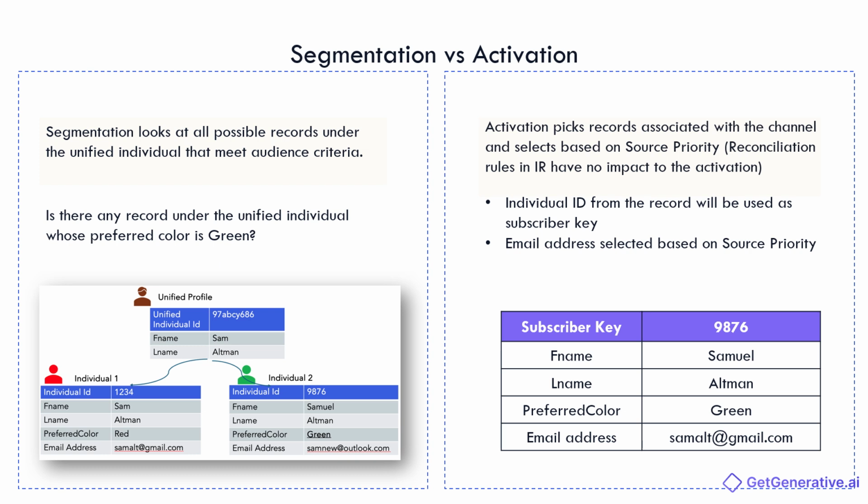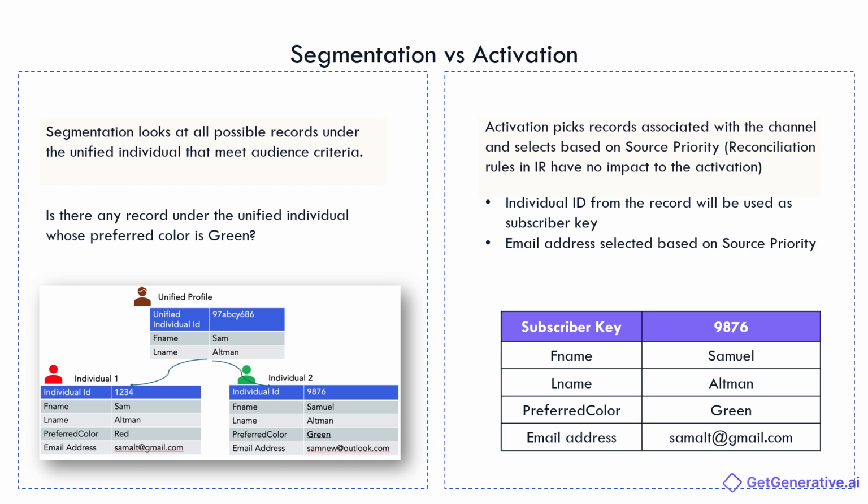Segmentation versus activation, what's really the difference? Segmentation looks at all the possible records under the unified individual that meets the audience criteria. For example, we had a look last time at what is the right unified individual for a preferred color green. In that case, the segmentation looks at both the individuals, individual one and individual two. If it finds any one of them having a preferred color, that means this unified profile is picked by segmentation. That's how segmentation works.